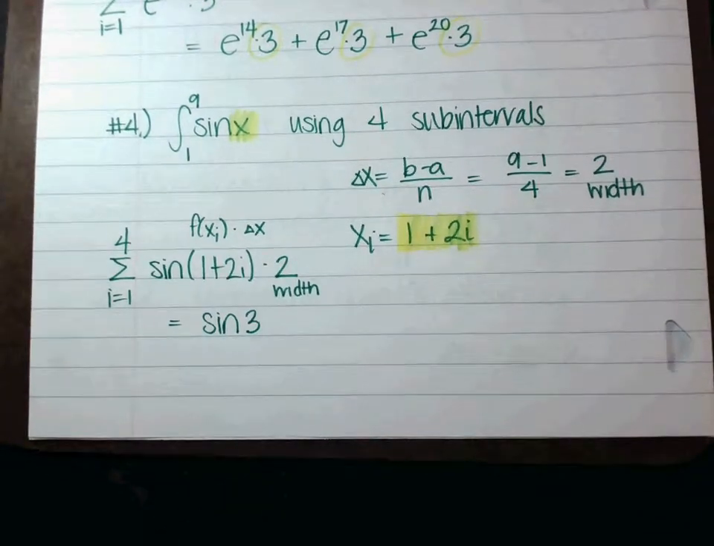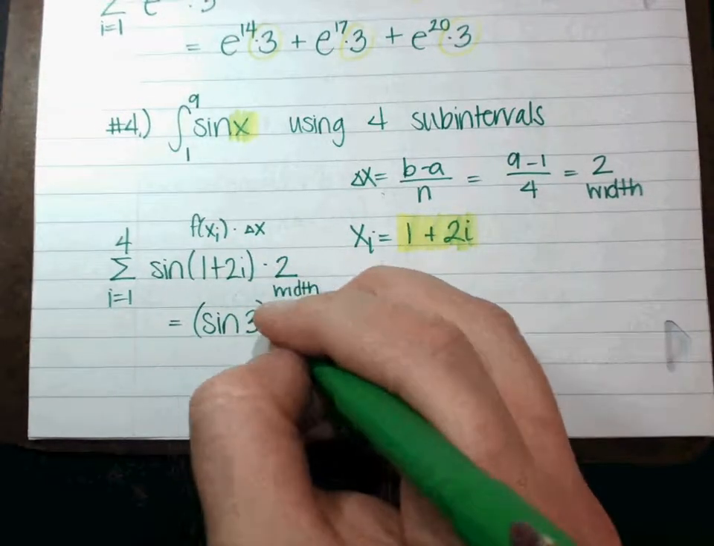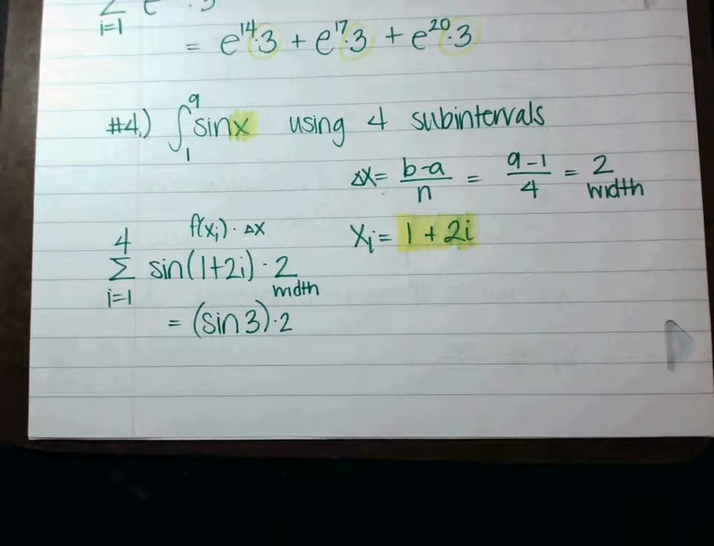Can you not just do sine of 6? That is a good question. You can't do sine of 6. This is why: it's the sine of 3 times a width of 2. So you want to make sure that's not the sine of 6. That's not quite the same, right? The 3 is plugged into the sine, and then you're multiplying by 2 after.